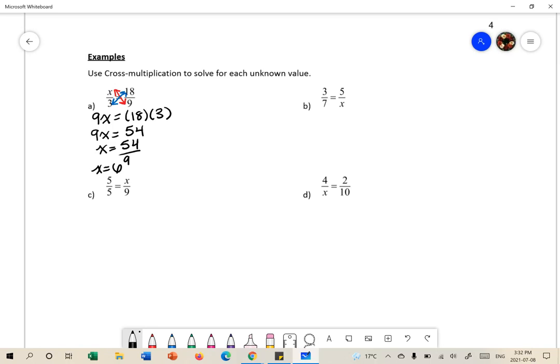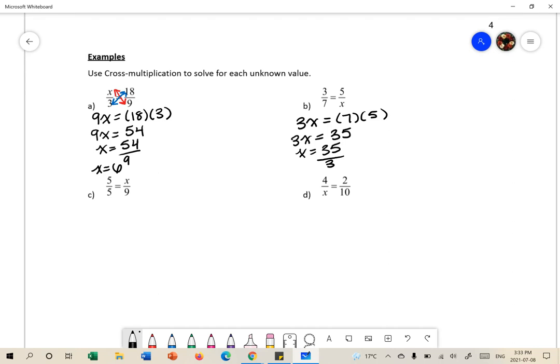B, 3x is equal to 7 times 5. 3x is equal to 35. x is equal to 35 divided by 3. Now, since this is not going to give me a whole number, I'm going to leave it in fraction form. I can't reduce it, so we're finished with this one. x is equal to 35 over 3.